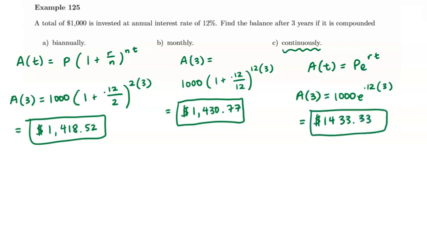Now, hopefully you notice that these amounts of money have gone up as we went through parts A, B, and C. So one thing that should be clear is if everything else remains the same, but you're changing the number of times that you're compounding per year, as the number of times you compound per year increases, the more money you will be receiving after a specific time period.